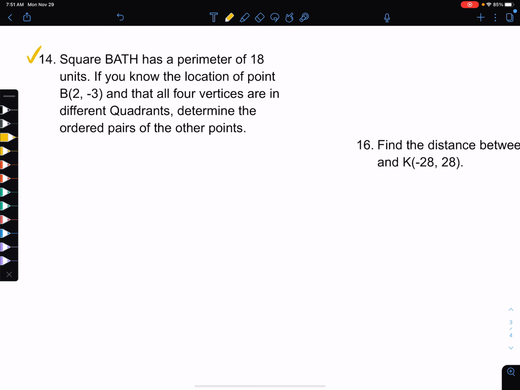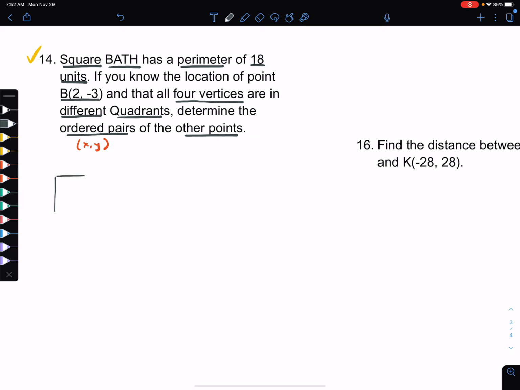let's take a look. It says square BATH has a perimeter of 18 units. If you know the location of B and that all 4 vertices are in different quadrants, determine the ordered pairs. So they're looking for a bunch of x's and y's of the other points. They gave us B, and we need to find A, T, and H. So, okay, we have a square.